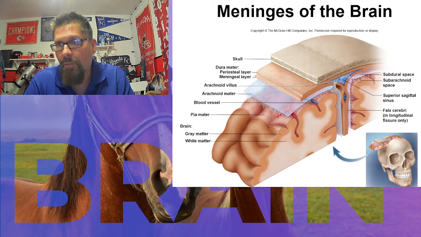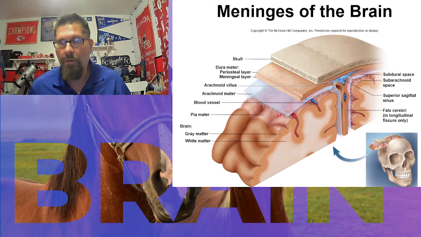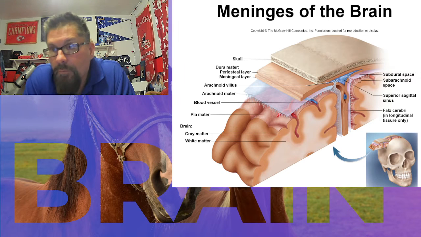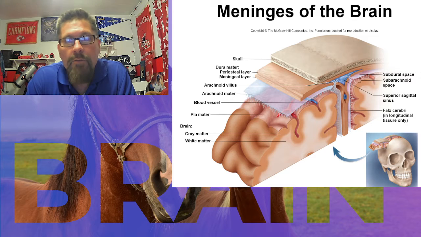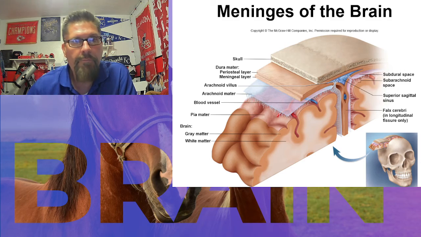And you can see a reference on the very far right, right above the skull, to different portions of it. But this is just the different levels that you can see there, and of course the pia mater right along the surface of the brain.